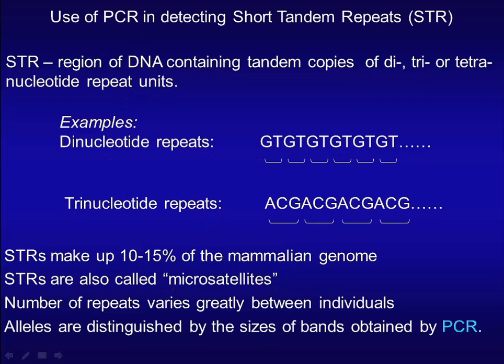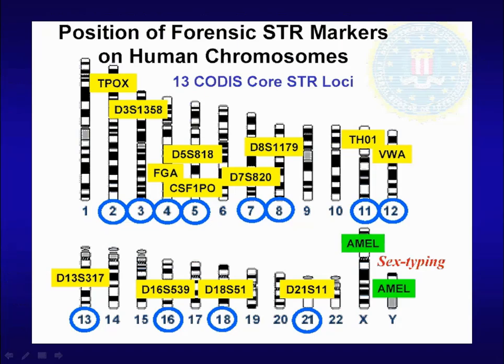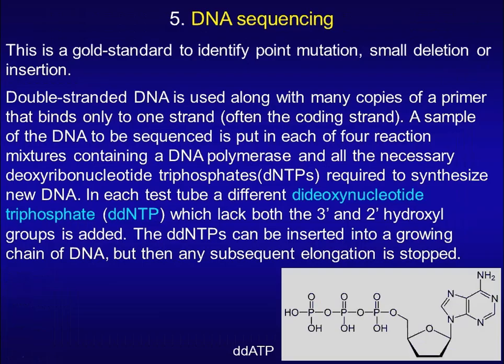Number of repeats vary greatly between individuals. Alleles are distinguished by the size of the bands obtained by PCR. There are 13 forensic short tandem repeat markers currently used by FBI. DNA sequencing is a gold standard to identify point mutation, small deletion, or insertion.